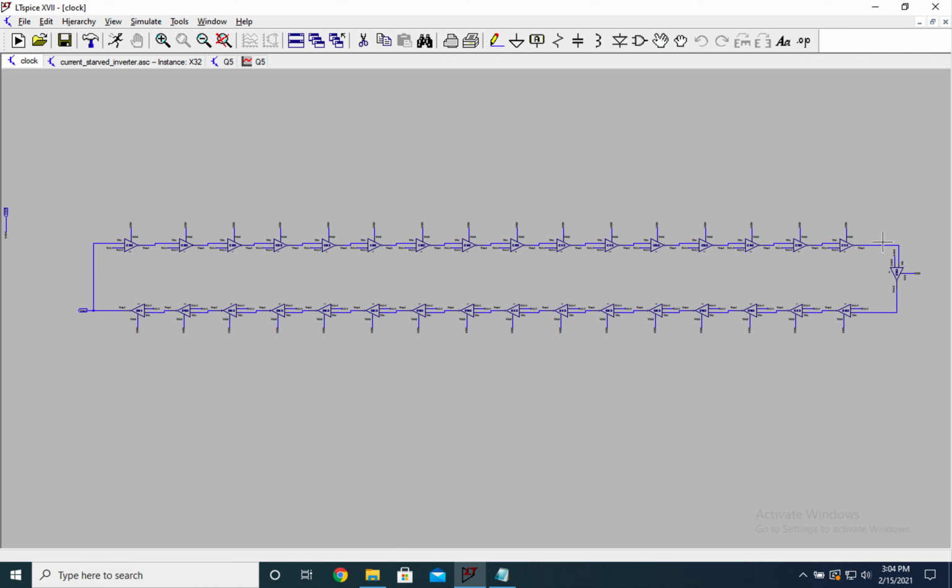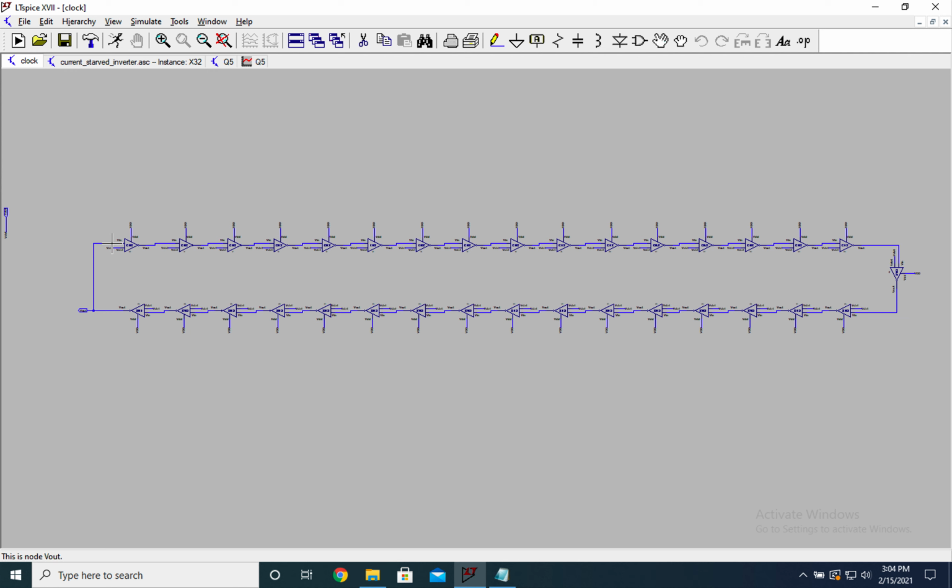It contains 33 inverters, which is an odd number, which is actually required in order to create a ring oscillator. So let's say we put a logic 0 on this node here, and we let that propagate through the circuit. Since it's going through an odd number of inverters, its logical inverse will appear on the output of this last inverter. So it went from logic 0 and it came out as logic 1.